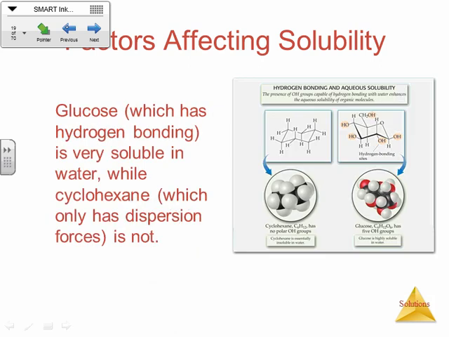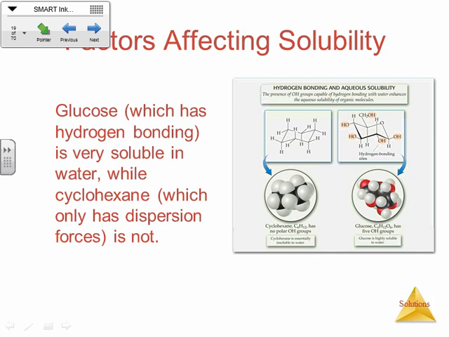Okay, so let's talk about these couple of things. Just a couple examples here of solubility and how that's important. Glucose is very soluble in water because there's hydrogen bonding in glucose. We know that sugar typically dissolves in water, right? Cyclohexane is not soluble in water.